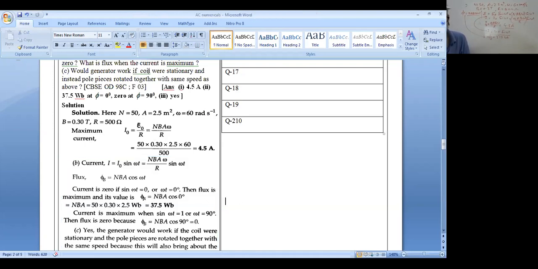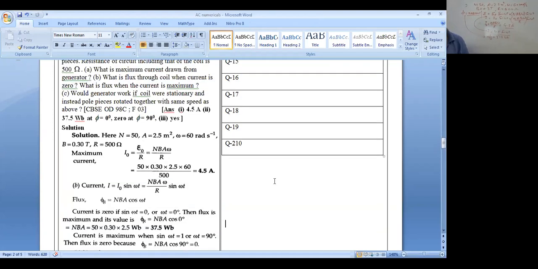Next: would the generator work if the coil were stationary and instead the pole pieces rotated? See this third part, part C, and I want you to answer it. In a generator normally the coil, the armature, is rotated and the pole pieces are stationary. But if it is reversed, if the coil is stationary and the pole pieces rotate, think about whether the generator would work or not.